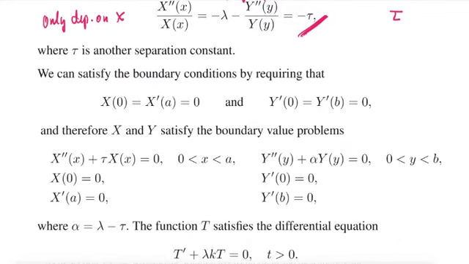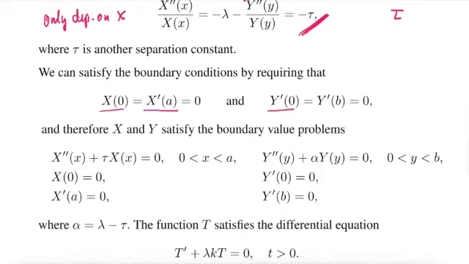Let's look at the boundary conditions. At 0 on the left boundary we have 0 temperature. This is a boundary condition for x. On the right boundary we have no flux, so this is x prime at a is 0. And on the top and bottom, these are conditions for y. So y prime at 0 and y prime at b are equal to 0. These are no flux on the bottom and on the top.